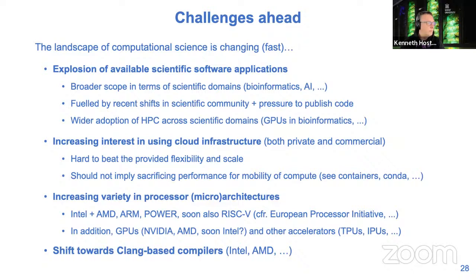And then what you also see is a big shift towards Clang-based compilers. The new Intel oneAPI and the AMD compilers are all based on Clang. So in some sense that's more uniform, but all of these have small variations as well, and that's definitely going to be a headache to deal with too. So these are all things that, whether we like it or not, we will have to worry about. We will have to somehow take them into account in the EasyBuild project as well.